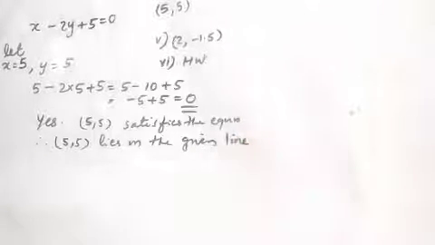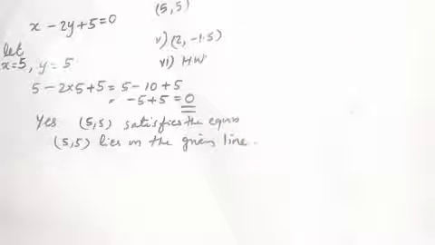This is the method. How can we check whether a point lies on the given line or not? Yes, you have to replace variables x and y with the values, 5 and 5, and check whether the answer on the right side is same. If yes, the point lies on the given line, otherwise not.